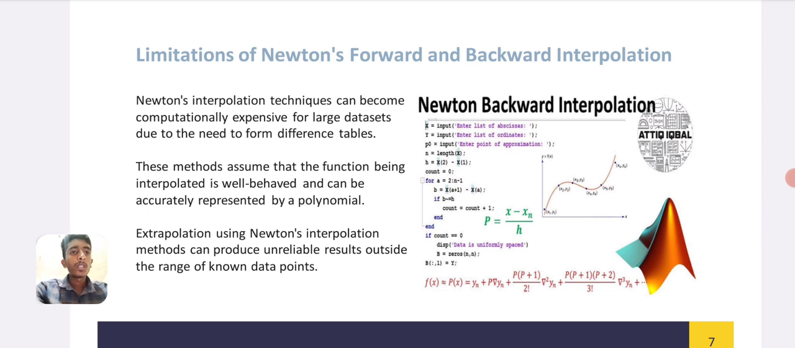Limitations of Newton's forward and backward interpolation. Newton's interpolation techniques can become computationally expensive for large datasets due to the need to form difference tables. These methods assume that the function being interpolated is well behaved and can be accurately represented by a polynomial. Extrapolation using Newton's interpolation methods can produce unreliable results outside the range of known data points.